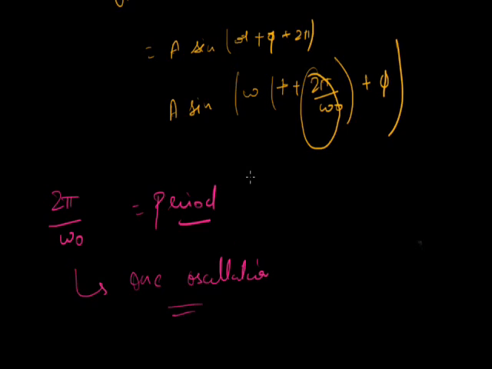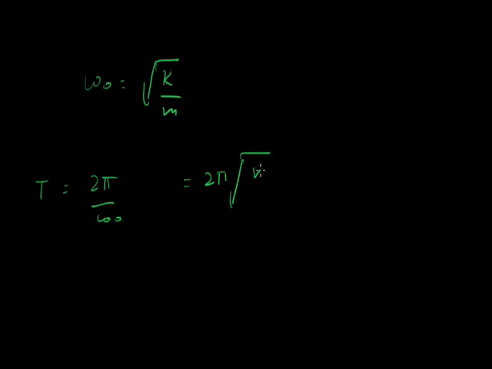Now what is ω here? While deriving this equation in the previous video, we assumed that ω₀ = √(k/m), where k is the spring constant and m is the mass of the body attached to the spring system. So T = 2π/ω₀ = 2π√(m/k). This time period depends on the mass and the spring constant. If the mass is heavier, this quantity is larger, therefore T is larger, so the time period is more.